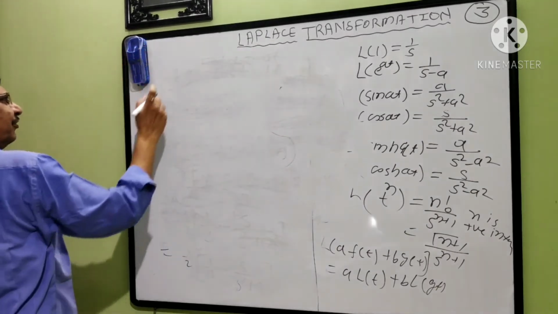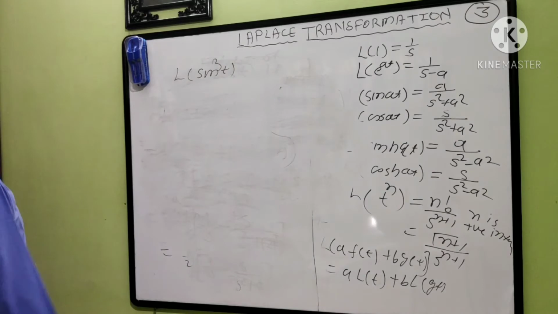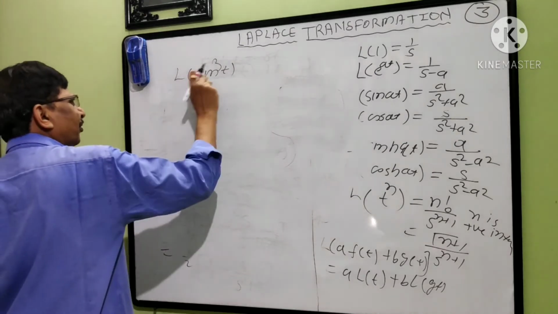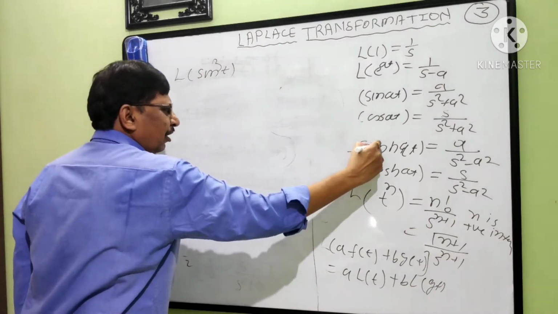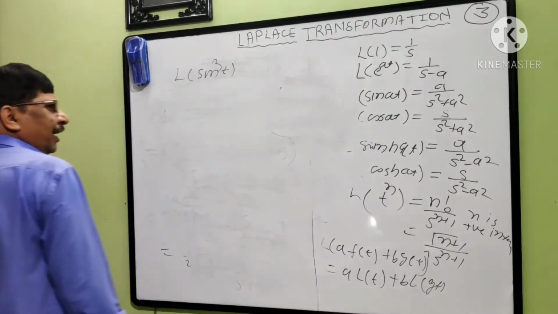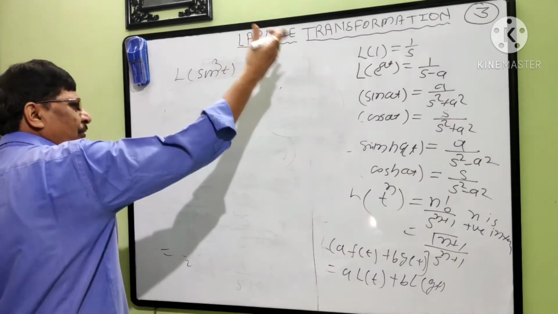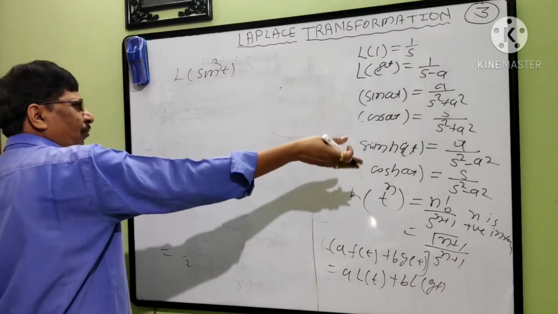Now, next, the Laplace transformation of sin cube. Again you have to convert this function into a simple function, because it is a composite function. We only know the formulas for sin, cos, sin hyperbolic, cos hyperbolic, and we can solve problems with the help of only these formulas. There is no formula for sin cube.